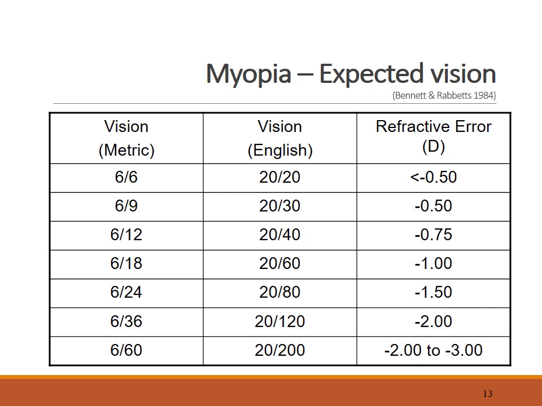Based on Bennett and Rabbetts 1984, we can estimate the refractive error of myopia from the visual acuity. This table shows the refractive error for myopia based on the level of visual acuity. However, remember, this is only an estimation of the refractive error. You still need to do the refractive assessment, which is retinoscopy and also subjective refraction, to identify the actual refractive error.